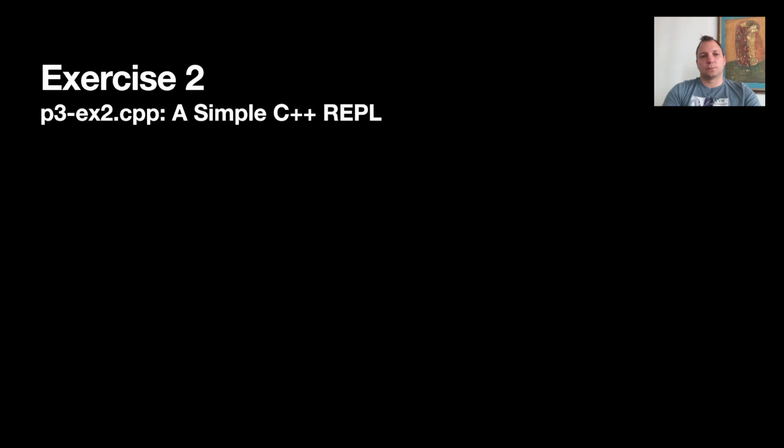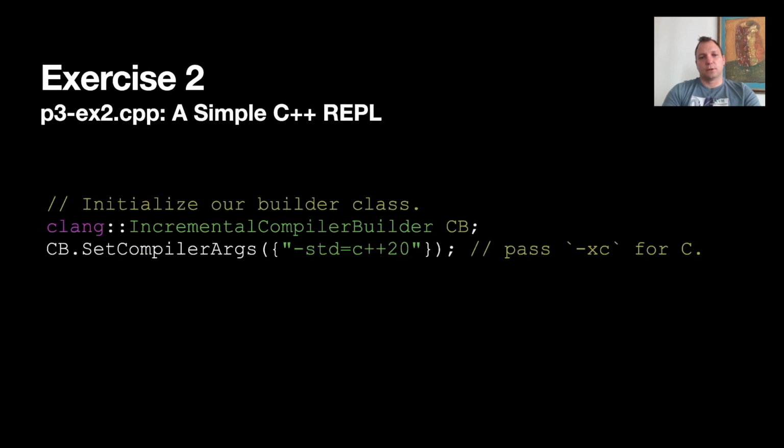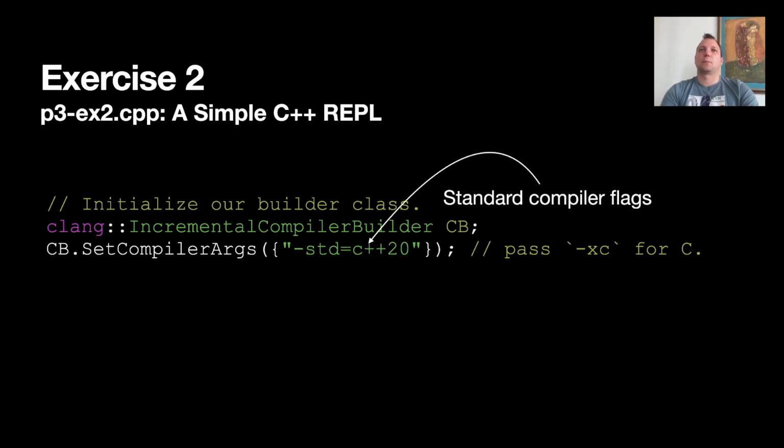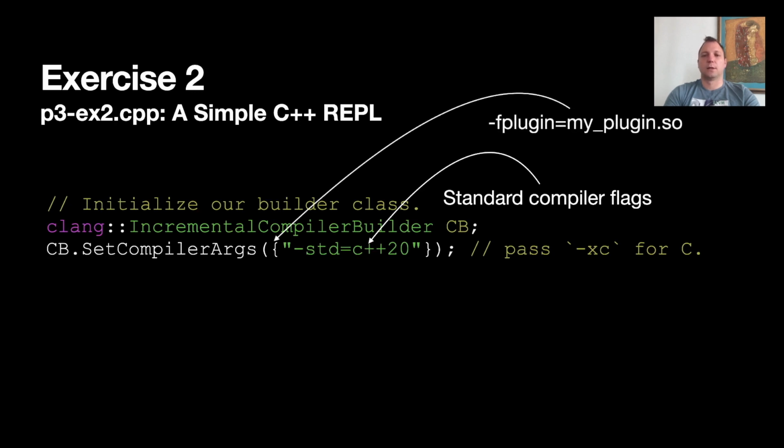Anyway, going a little bit further, the way that we would build it is very similar to what we saw in the Kaleidoscope, with a few notable exceptions. For example, we have an incremental compiler builder. So here we ask Clang to create a builder class and then set a bunch of compiler arguments. Here we pass -std=c++20, which means I want the C++20 standard mode.